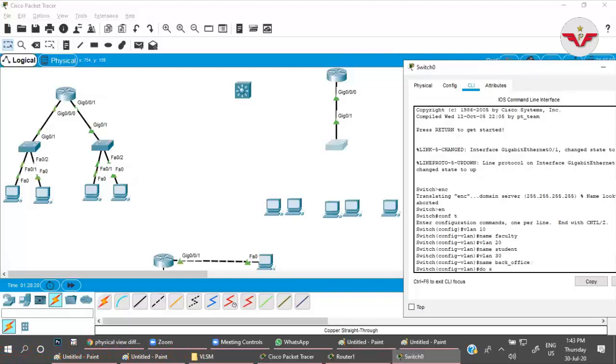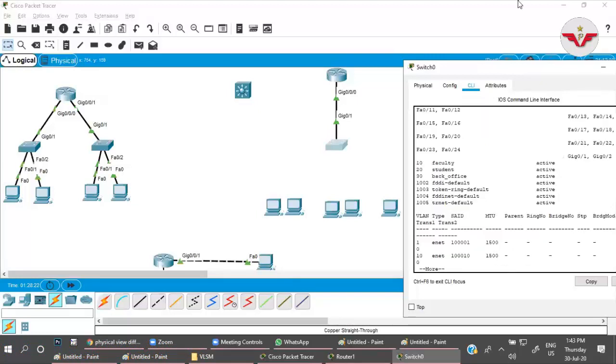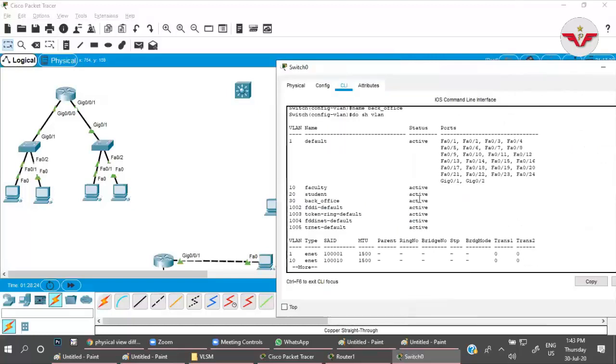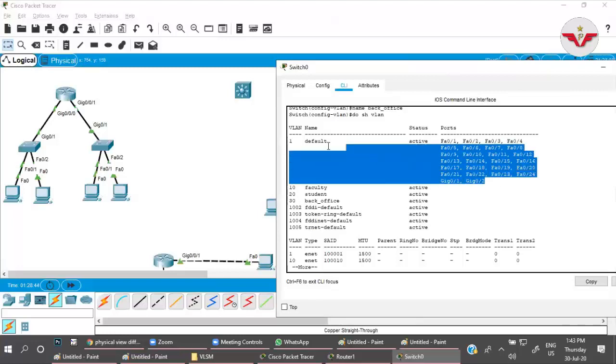Okay, do show vlan. Fine. Here you can see I have created 3 VLANs, 10, 20, 30, with the names faculty, student, back office. To check the VLAN, what is the command? Show vlan. By default, we have one native VLAN on the switch. All the ports are connected to that VLAN.